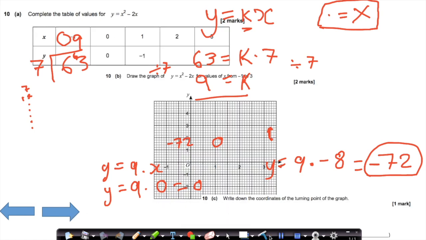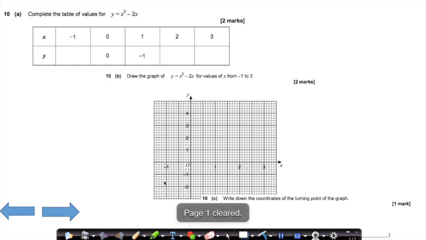Okay, moving on to question 10. Complete the table of values for y equals x squared minus 2x. If I have x values and y values in this table, then it's quite nice. It's given us this already.